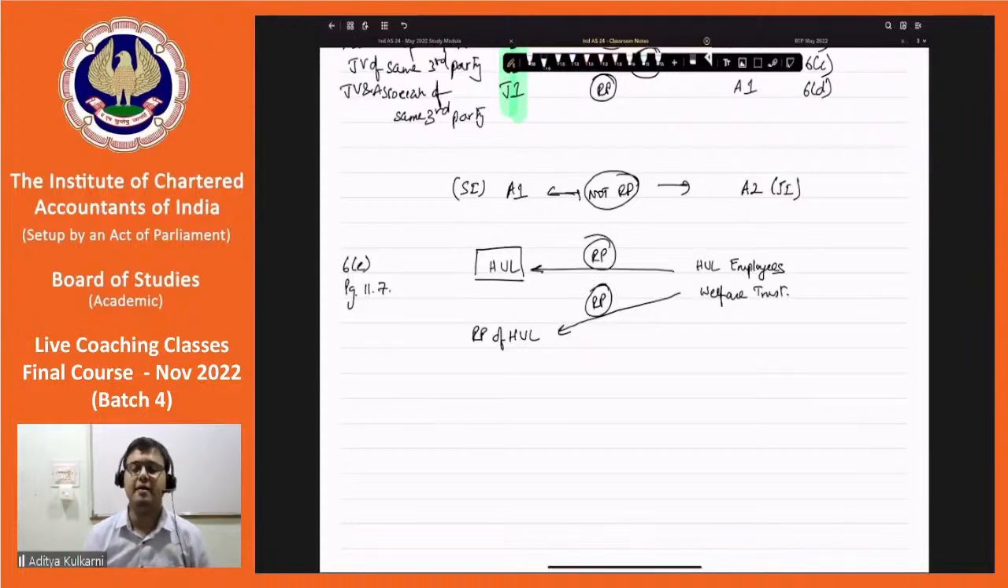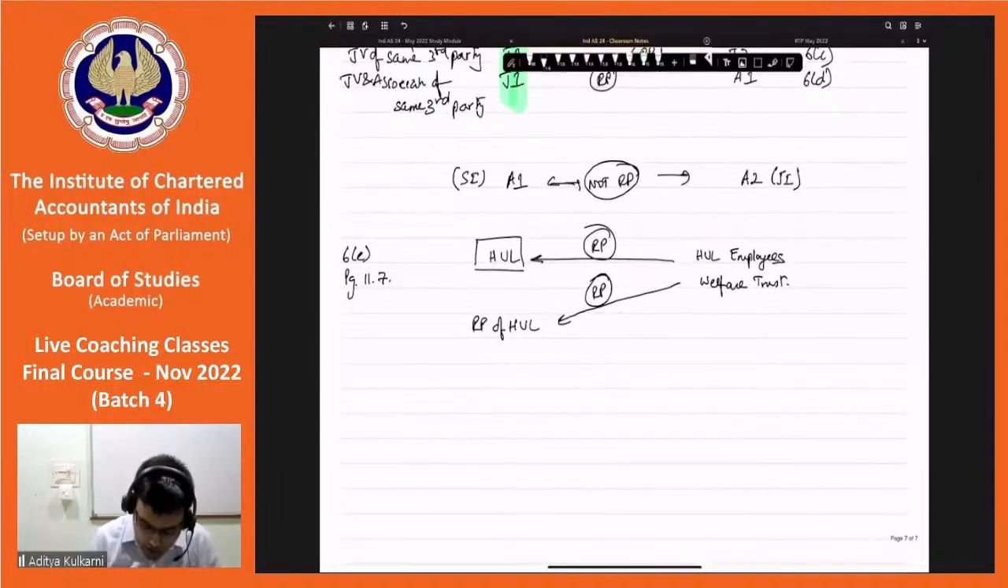If HUL Employees Welfare Trust also provides services for the related parties of HUL, is it okay, everyone? So HUL, related parties of HUL, both of them, HUL Employees Welfare Trust will be the related parties.